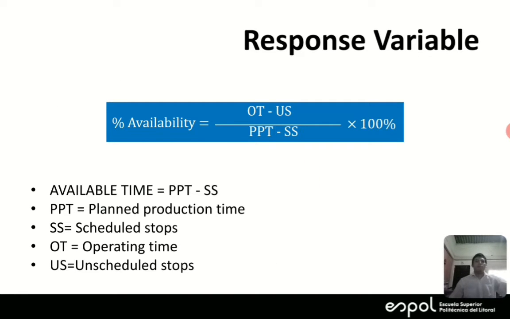Response variable: the percentage of availability is given by the ratio between the difference in operating time and the time of scheduled stop over the availability time, resulting from the difference in planned production time and the time of scheduled stop. The result will be multiplied by 100%.